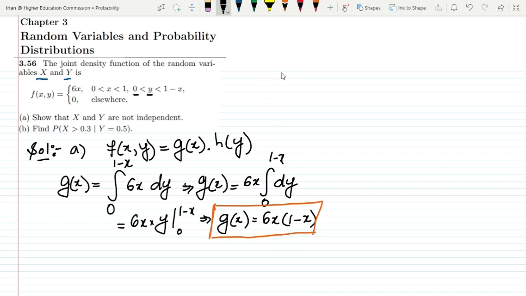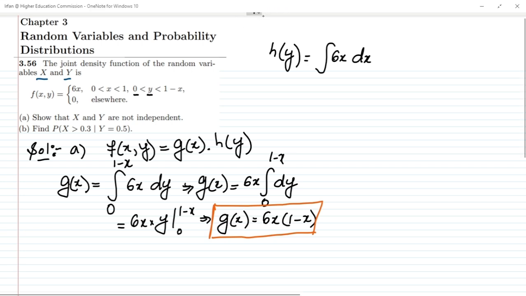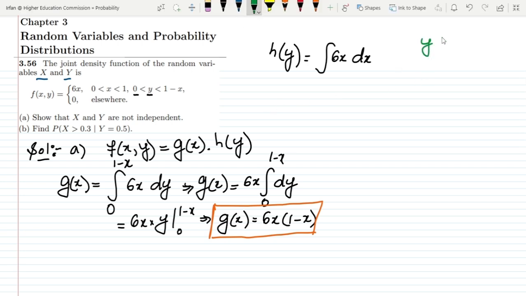Now let me take it for h(y). For h(y), we have to integrate the same function, 6x, but with respect to x. Here the limits of x are given, but in order to put the variables here, we can see that y is less than 1 minus x, so therefore x is also less than 1 minus y.